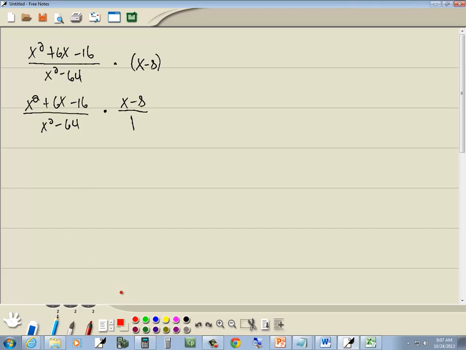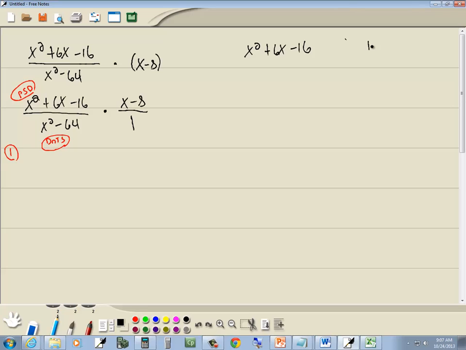Okay, now we're going to go through our steps. First step is to factor everything. This is PSD, because we have x squared, no number in front of the x squared. This is difference of two squares. We got two terms with a minus in between. X minus 8 we can't do anything with. So let's first look at the x squared plus 6x minus 16.